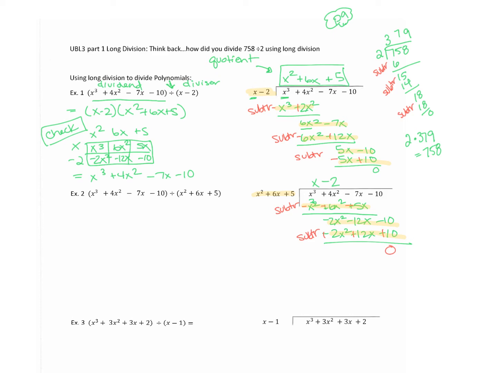So a couple key things I want to talk about. I know that this x cubed plus 4x squared minus 7x minus 10 is equal to my divisor, x squared plus 6x plus 5, times my quotient, which is x minus 2. So I could take the time to multiply them, and if I did that, I'd be able to show that I got the correct answer.